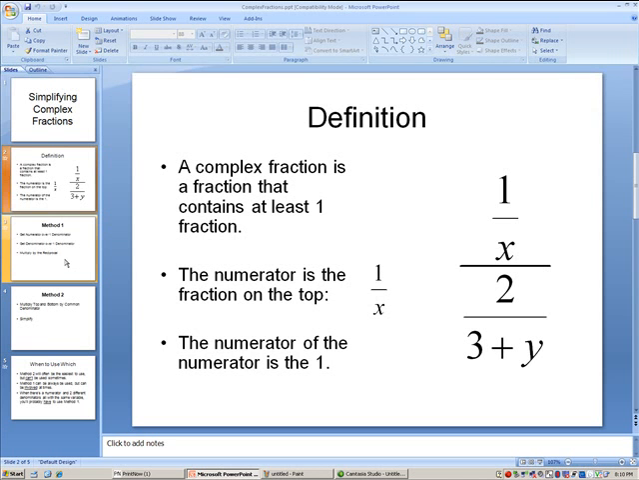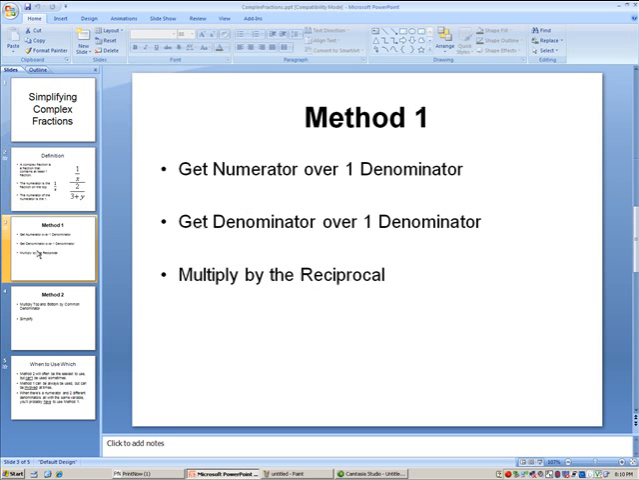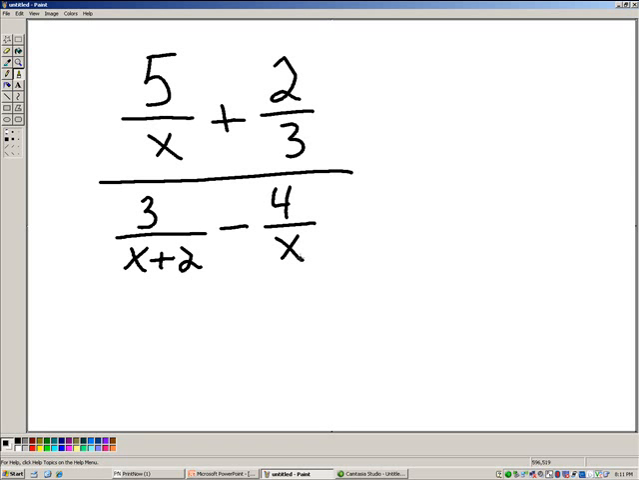The first method, you get the numerator to be over one denominator. Then you get the denominator to be over one denominator. Then you multiply by the reciprocal. And here's what that looks like in practice. For instance, if we had the complex fraction 5 over x plus 2 over 3 over 3 over x plus 2 minus 4 over x, we would want to get the numerator to be over one denominator.